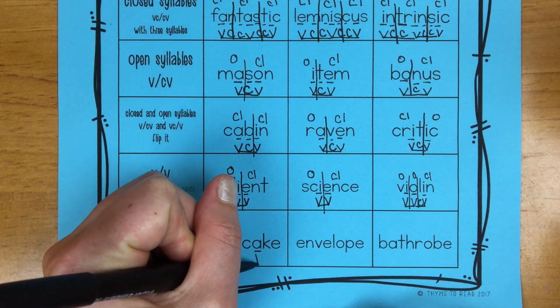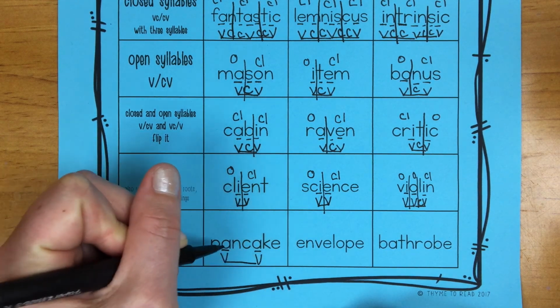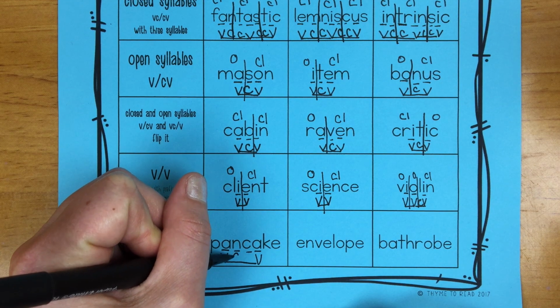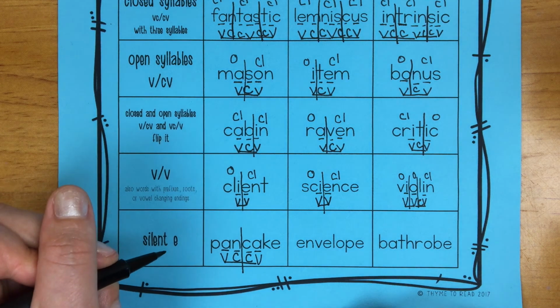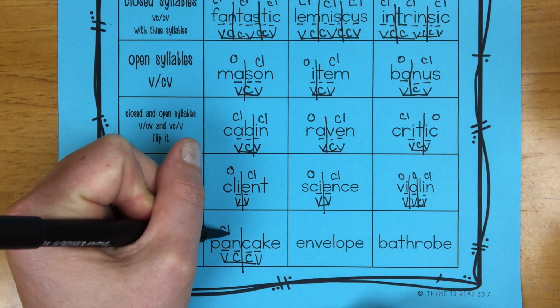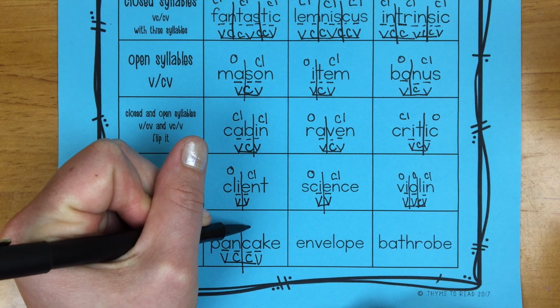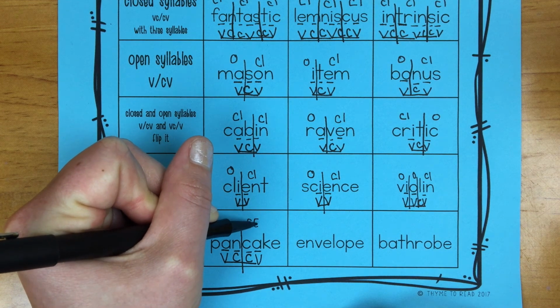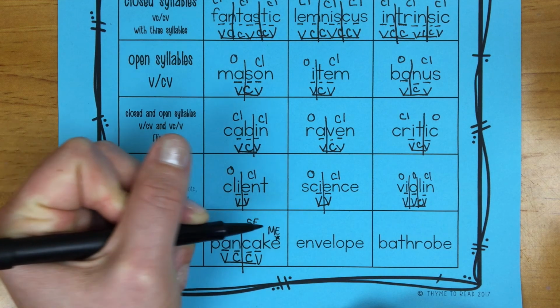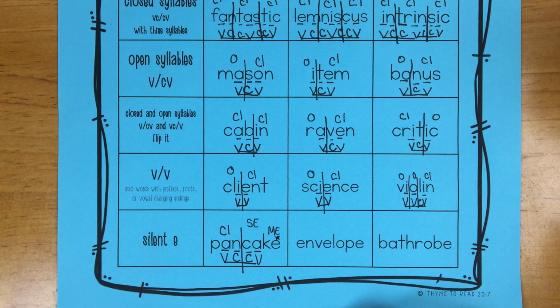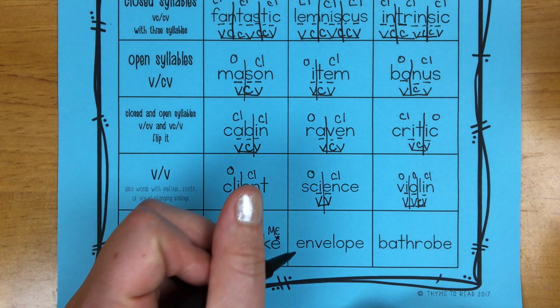Label your vowels, build a bridge, label your consonants, and divide between them. This is a closed syllable, but this is a silent E, or you can call it a magic E syllable. Let's try the next one together.